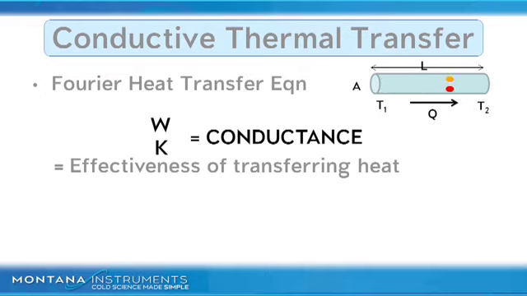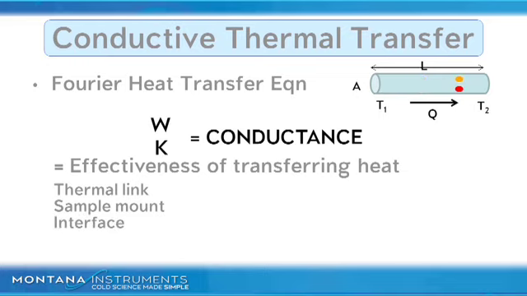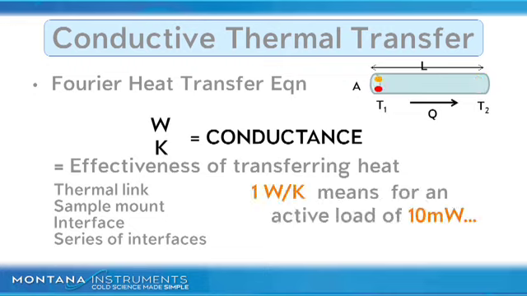So watts per Kelvin, meaning conductance, is basically a measure of the effectiveness of transferring heat. This is important because you can look at a thermal link, a sample mount, a certain interface, or a series of interfaces to estimate performance. You can look at a specific component or a number of components linked together. When we're looking at a new design or a new geometry, the isolated details are not important. Let's just look at the conductance because that's all that really matters.